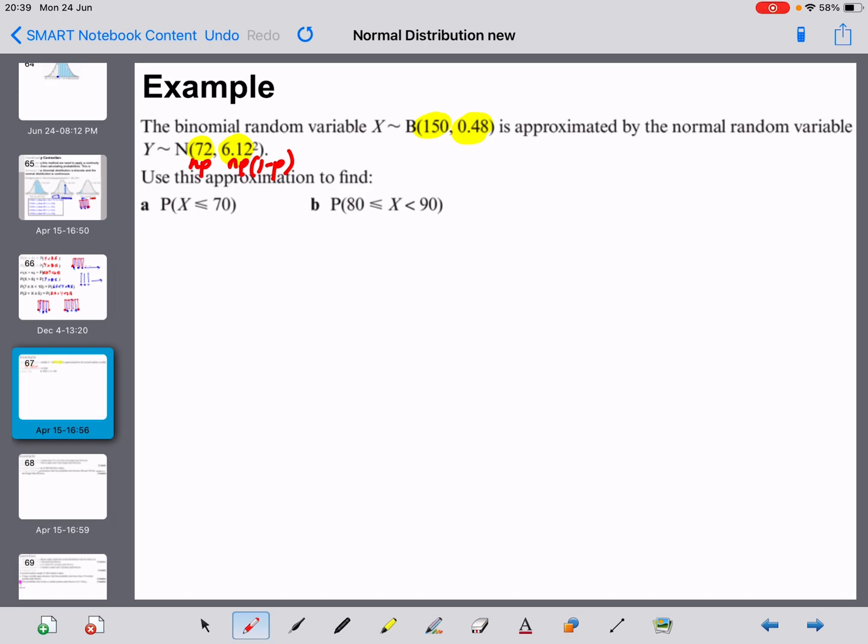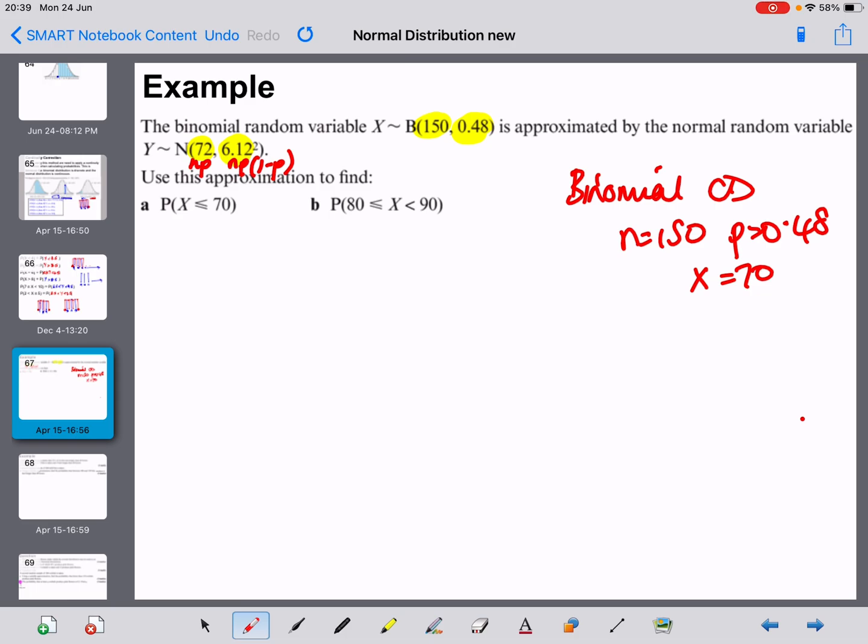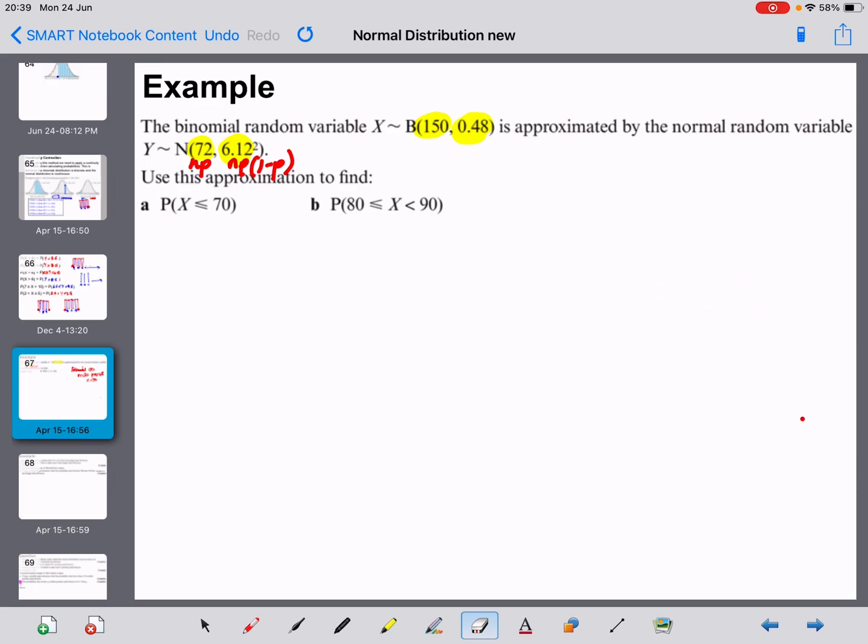Now what you could do is you could use binomial CD with n is 150 and p is 0.48 and x is 70. And you could work out on your magic calculator, because you've got it, what the actual probability is. And maybe later it'll be worth having a look to see how close it is. But what we want to do is use the normal distribution to approximate.